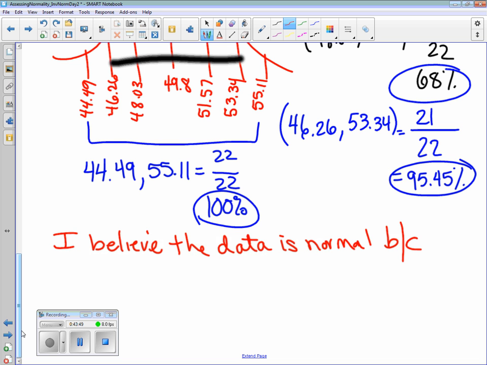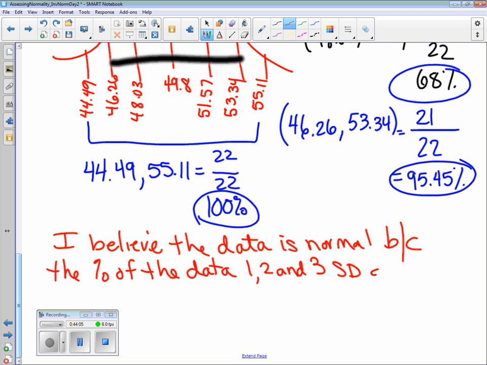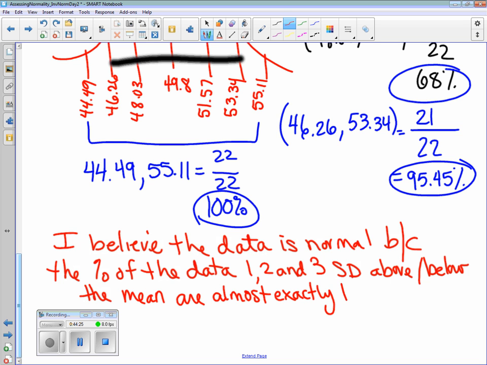So I believe the data is normal because we've already addressed the graphs, so now we're just addressing part 3, because the percentages of the data within 1, 2, and 3 standard deviations above and below the mean are almost exactly those percentages of the empirical rule. If I were you, I'd write this down, because this is how I want your answer to be written on a test. Or you can print it off at home, I'm fine with that.